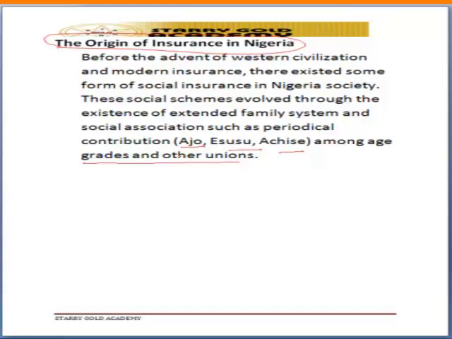The family members will come together and make a contribution. The older members of the family will be contributing towards a particular purpose: that anybody that has any loss, it's from there they will bring out money to financially compensate that person. So insurance was unknowingly practiced that way before the advent of Western civilization.